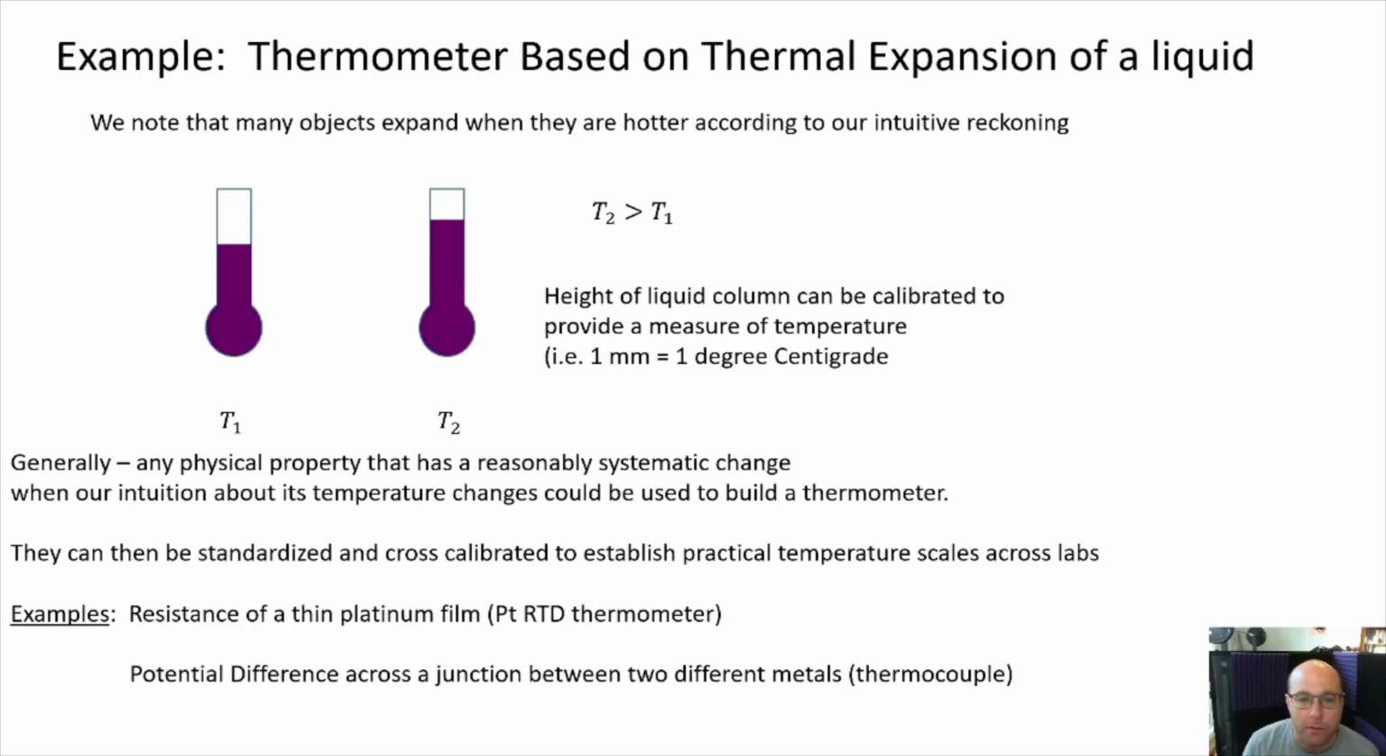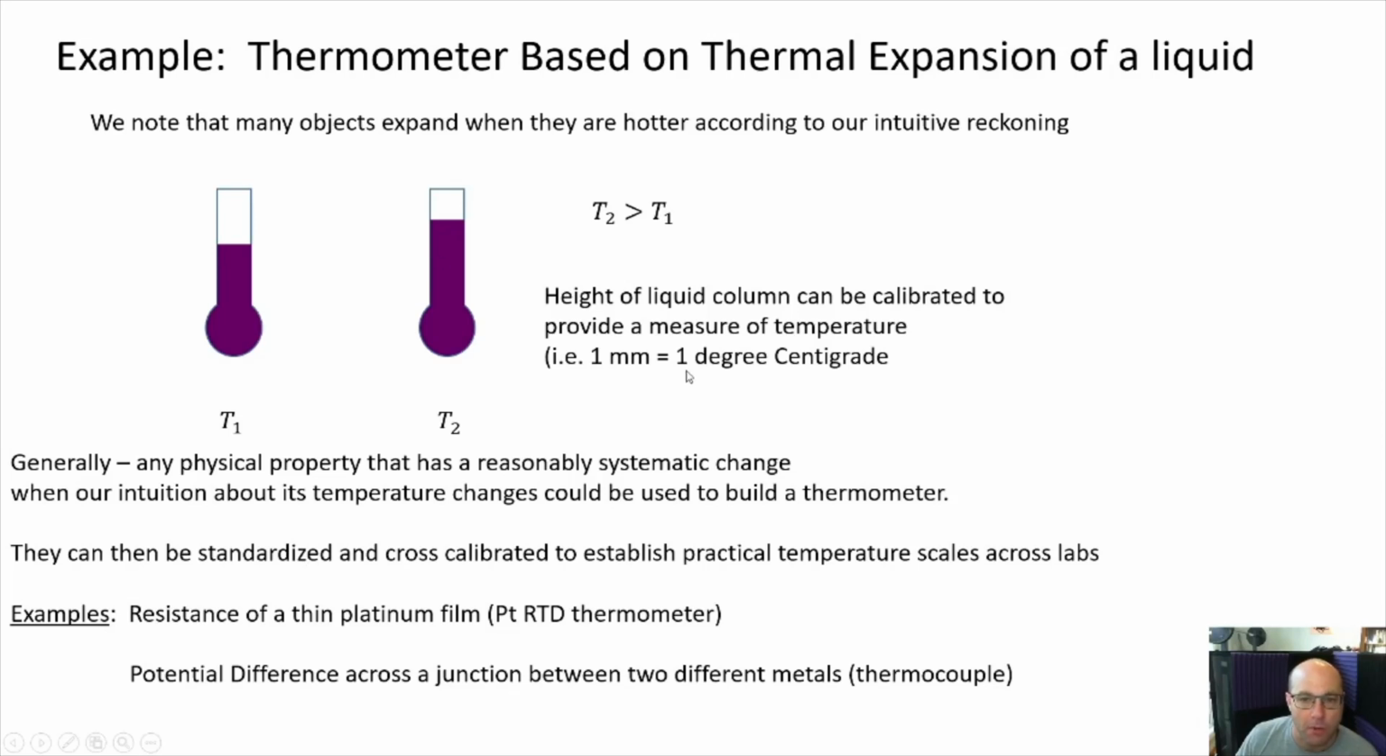So an example is you could make a thermometer based on the thermal expansion of a liquid, where we note that when our intuitive concept of something being hot is satisfied, the object tends to expand. And turn that into a precise recipe for building a thermometer. So let's say put a liquid inside a narrow glass capillary like this, so that when you raise the temperature of this physical system, the level of the water rises as the fluid expands.